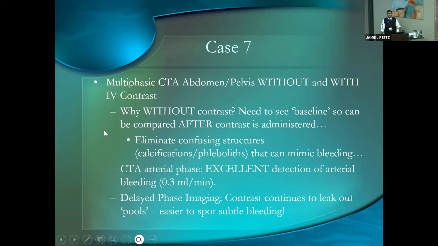The idea with the multiphasic is, why do we get the non-contrast images? Well, we get them because we need something to compare when we give contrast. That helps us if there's a calcification that's bright on a post-contrast. CTA is excellent for looking for blood. It can detect bleeding as slow as 0.3 mLs per minute, so it's actually better than conventional angiogram, but not as good as a nuclear medicine blood scan. The delayed phase is really to look for that contrast leak.